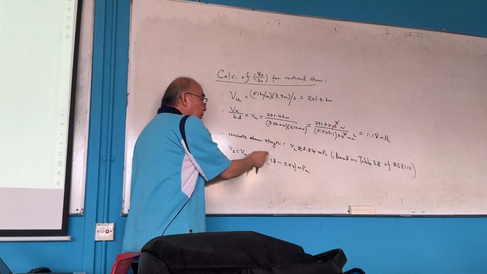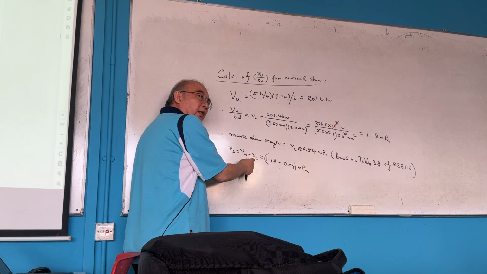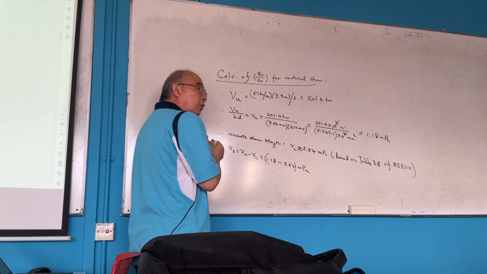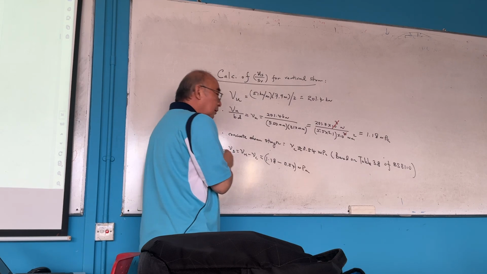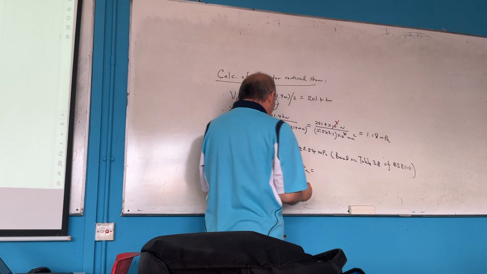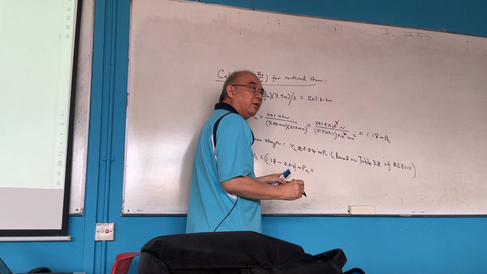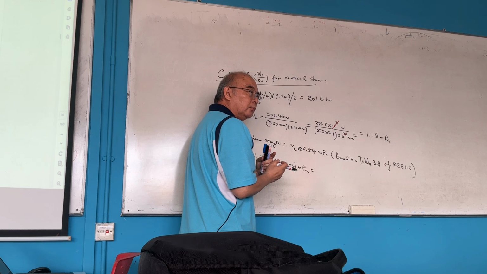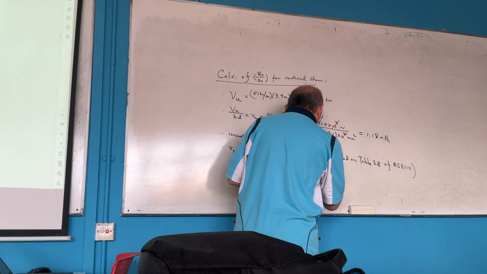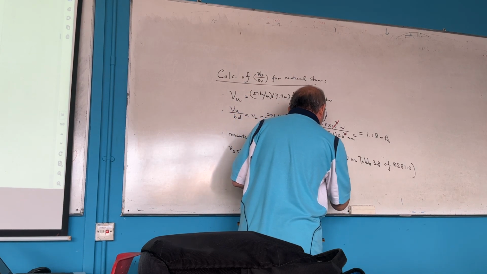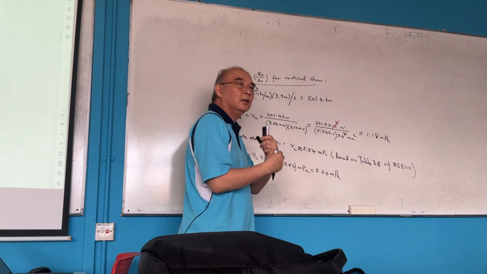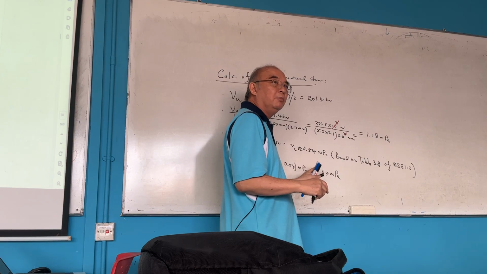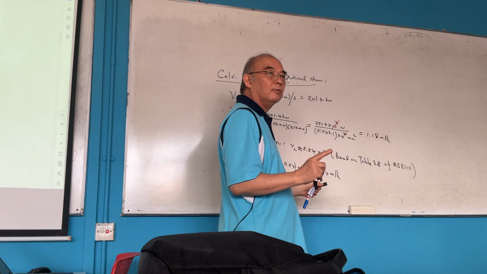I require this much, 1.18. My concrete can provide this much, 0.54. The remaining will be provided by the shear link. So here this is equal to 1.18 minus 0.54, which is 0.64 MPa. Now, this one has to be a minimum of 0.4.